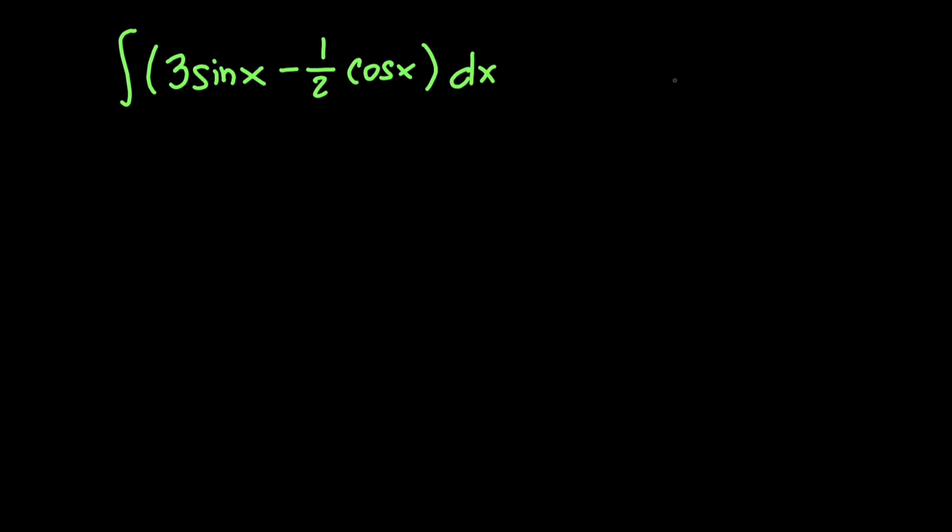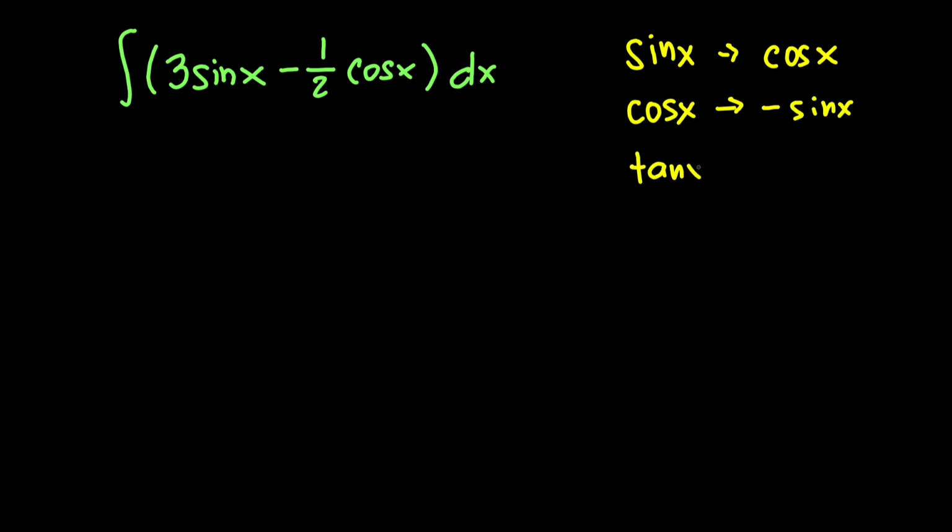Let us solve some trigonometric integral problems. But first, for simplification, let us write down the derivative table for trigonometry. So the derivative of sine of x would be equal to cosine of x. The derivative of cosine of x would be equal to negative sine of x. The derivative of tangent of x would be equal to secant squared of x.